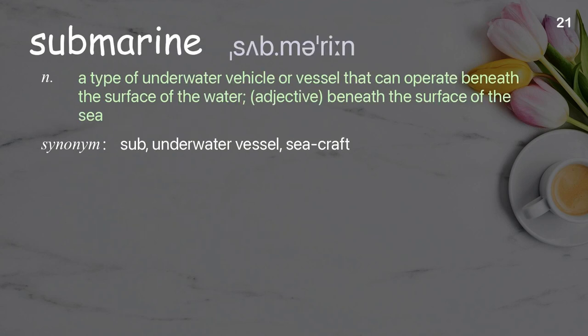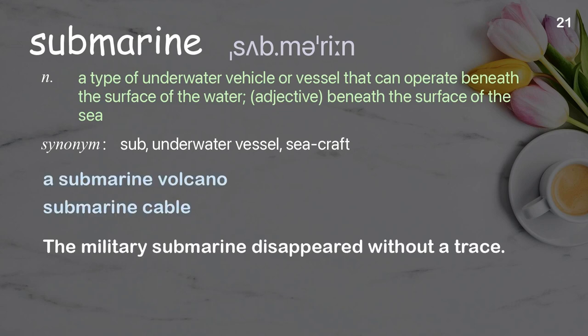Submarine. A type of underwater vehicle or vessel that can operate beneath the surface of the water. Adjective: beneath the surface of the sea. Examples: a submarine volcano, submarine cable. The military submarine disappeared without a trace.